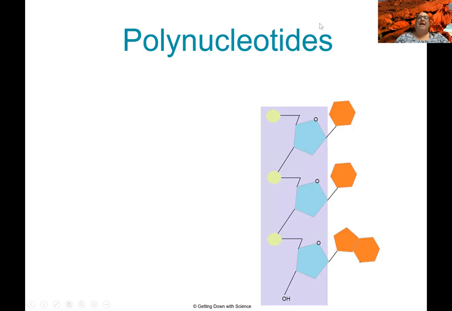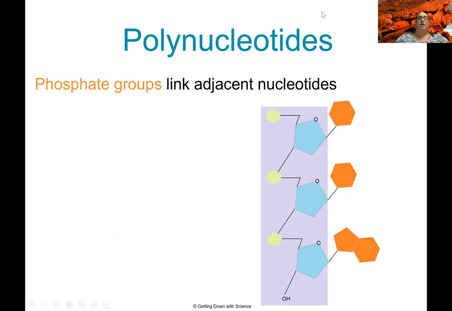So if we start adding these individual nucleotides together, we make a polynucleotide. So phosphate groups will link to the adjacent nucleotide. So notice that basically we have a chain of, here's our sugar that has the phosphate group hanging off. That phosphate group will also then connect to the next sugar. It has its phosphate group hanging off, and that phosphate group connects to the next sugar. We call these phosphodiester linkages.